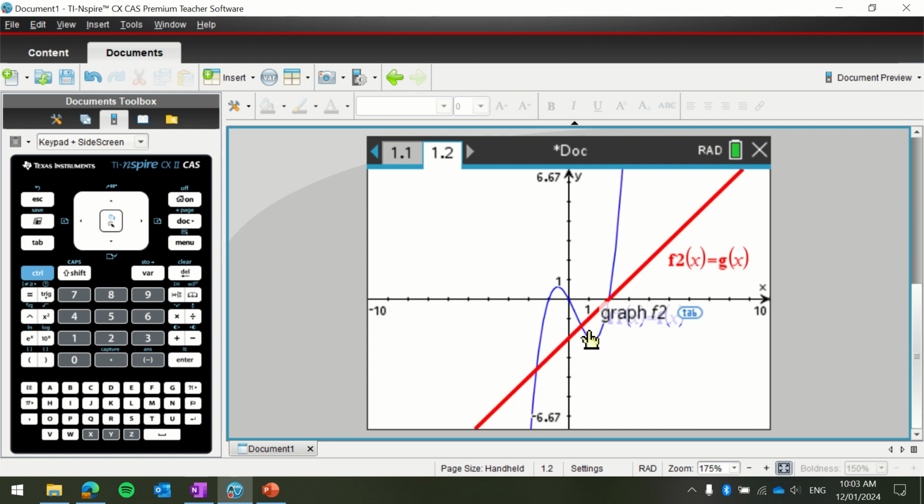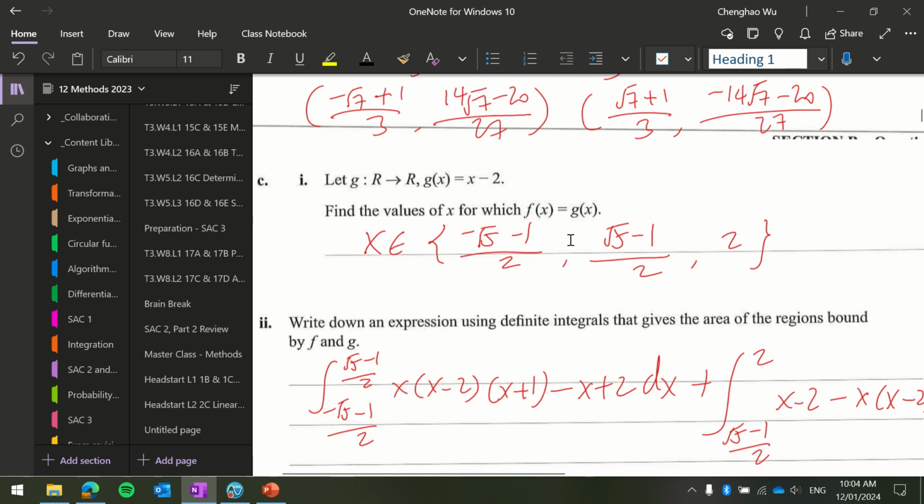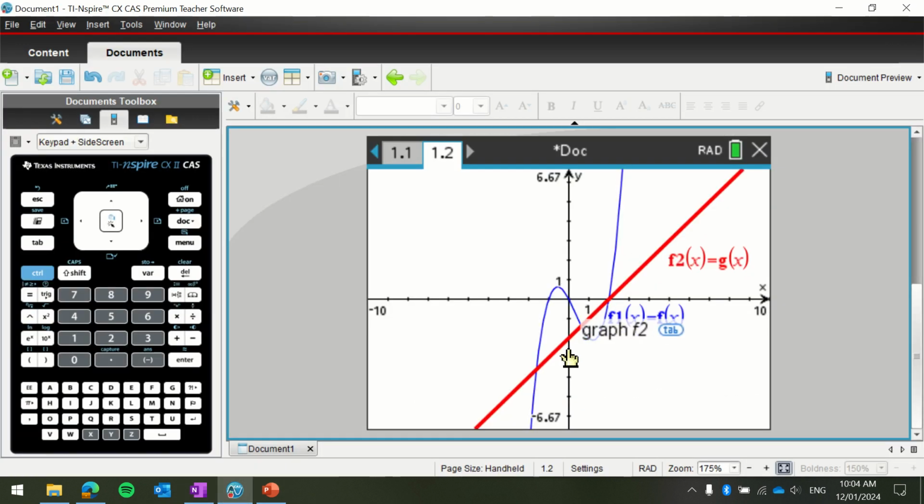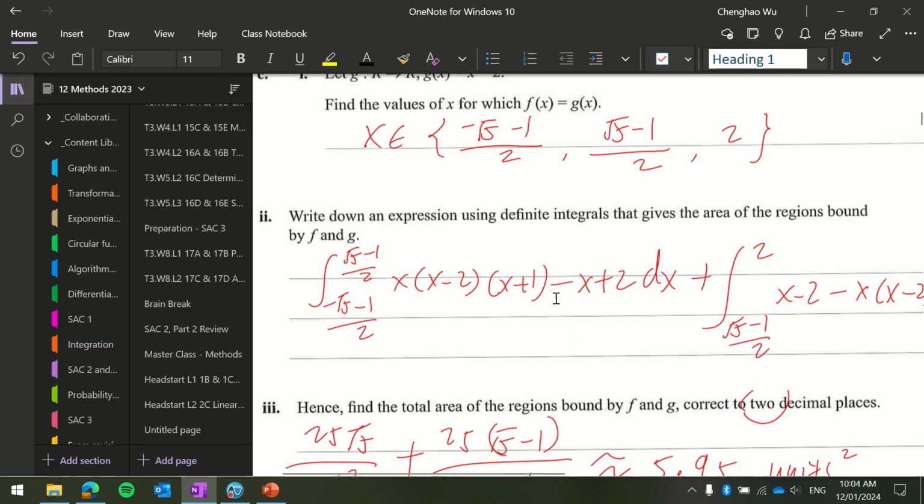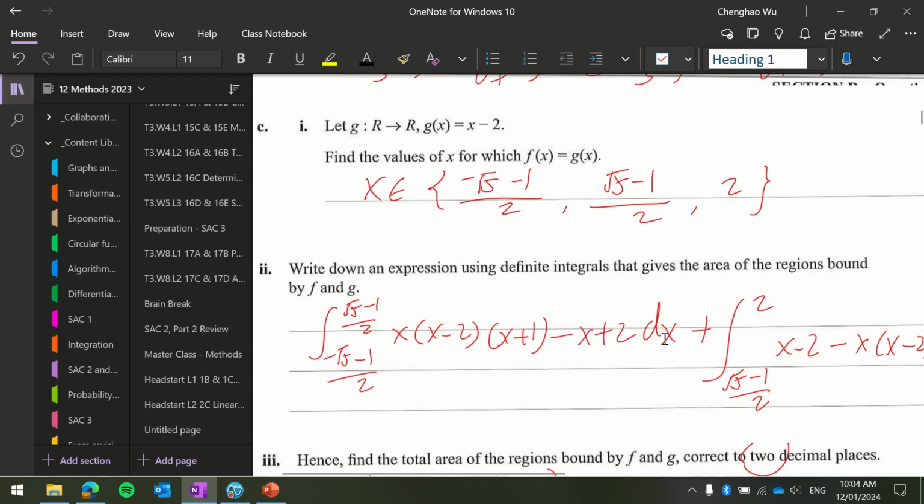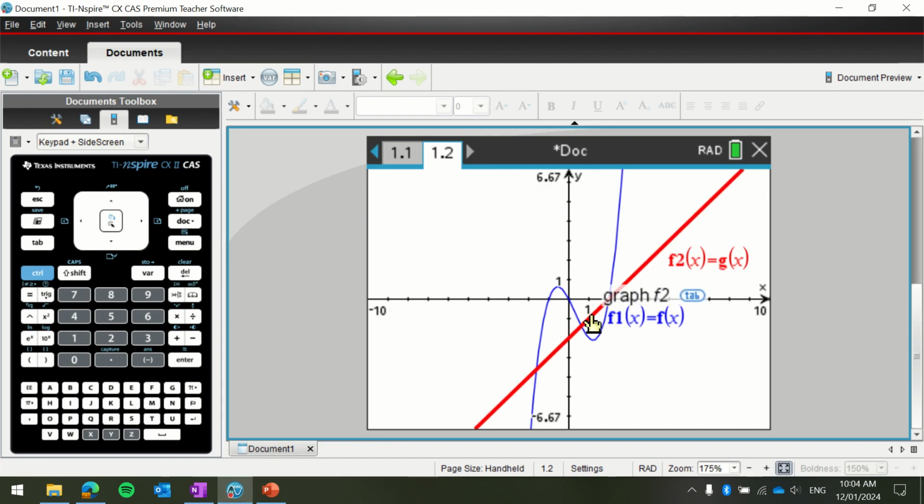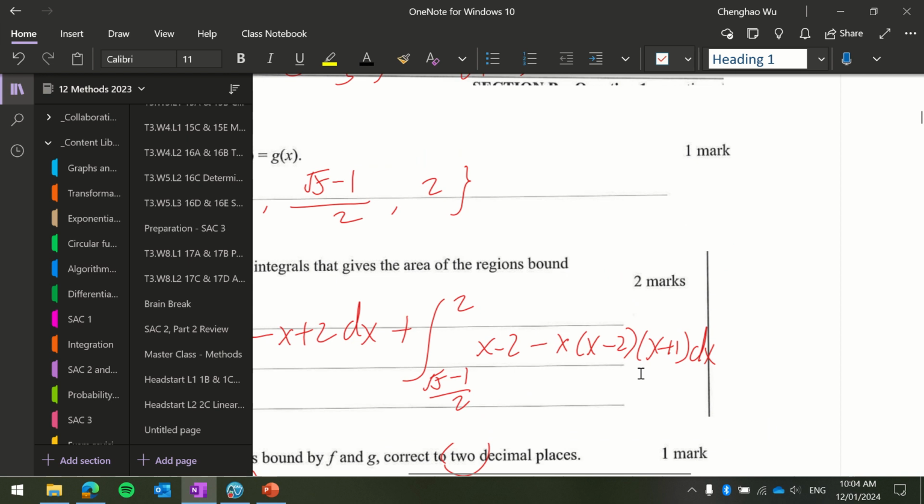And we have the intersection points already, so that's fine. The previous question gives you the intersection. So I'm just going to construct the 2 areas. This one from the first intersection to the second intersection, where the blue one is on top, minus the red. So blue minus red is what I want. So that's what I did here. And the second part of it, which is slightly different because it's the red minus the blue. So x minus 2 minus the rest.